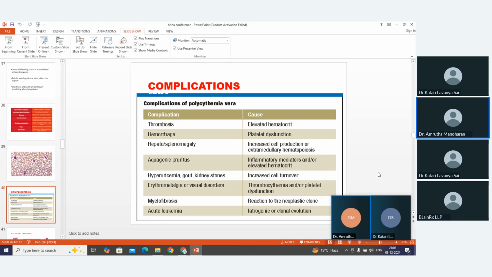In the previous slide, we saw the polycythemic smear, and this slide covers the complications and the causes. There are many complications as a consequence of polycythemia. The first one is thrombosis. Thrombosis mainly occurs due to elevated hematocrit.